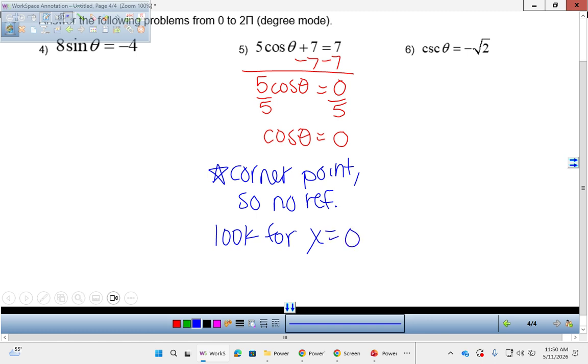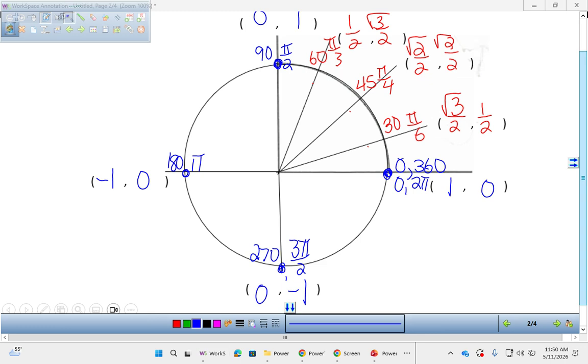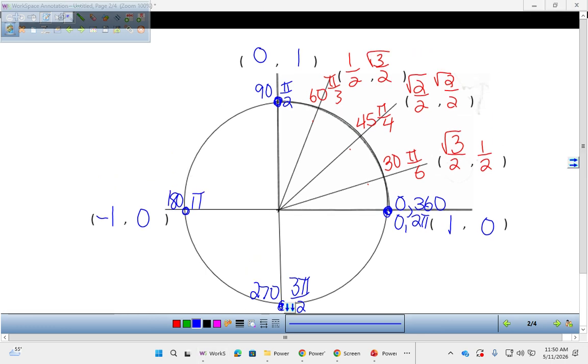Sometimes you get one answer. Sometimes you get two answers. Sometimes you get 3 answers, okay? There's no set rule here. It's just look at the circle. Look on the edges and look at the x values specifically. So I'm looking for an x value of 0. This has an x value of 1, so it's not that one. This has an x value of 0, so it's that one.